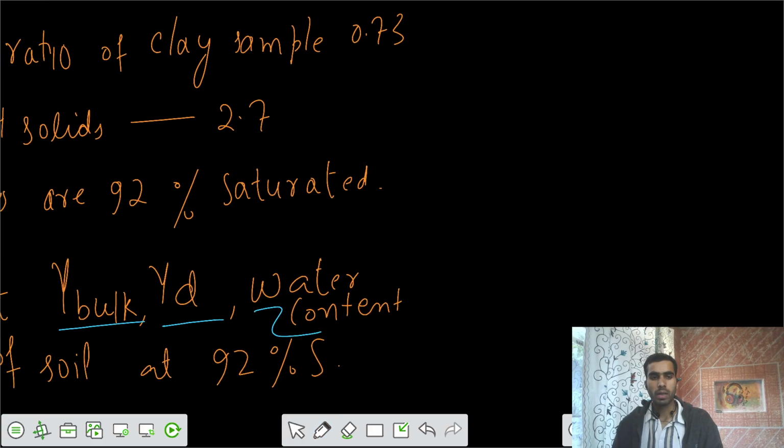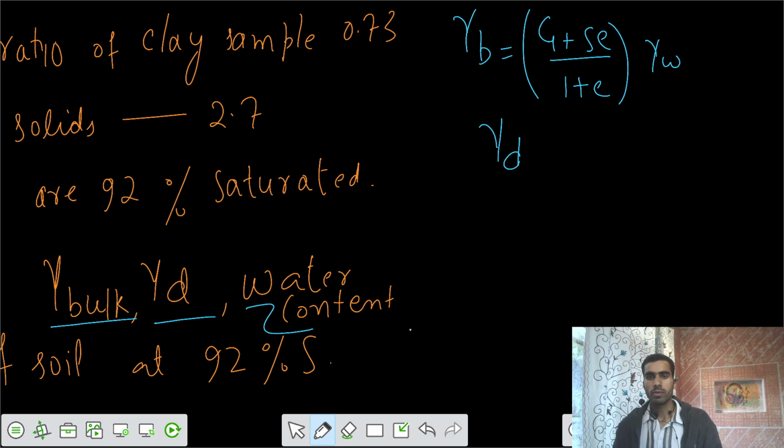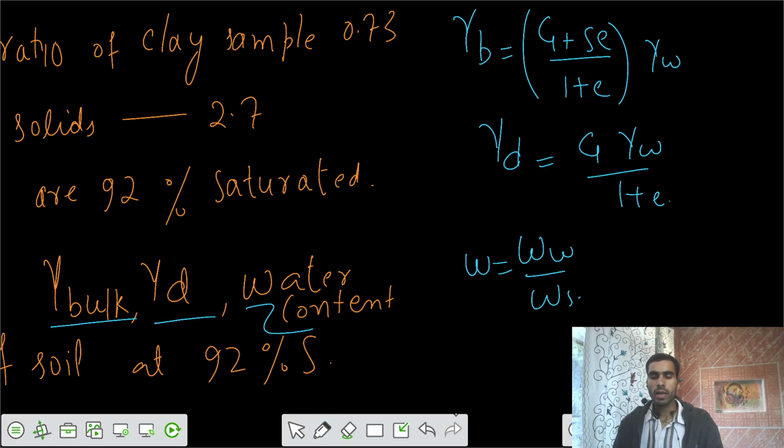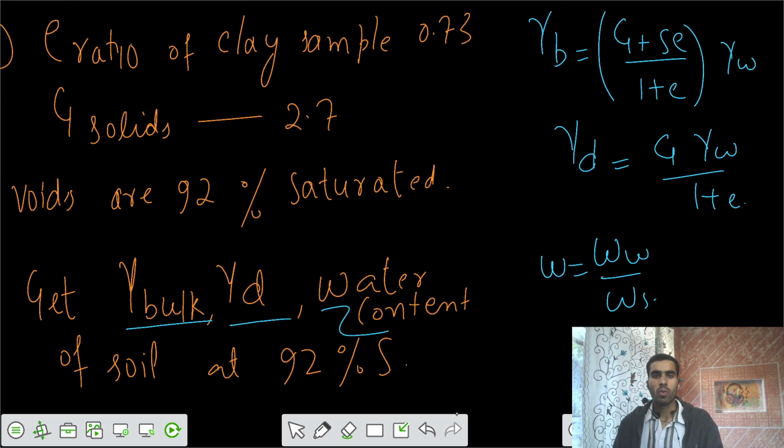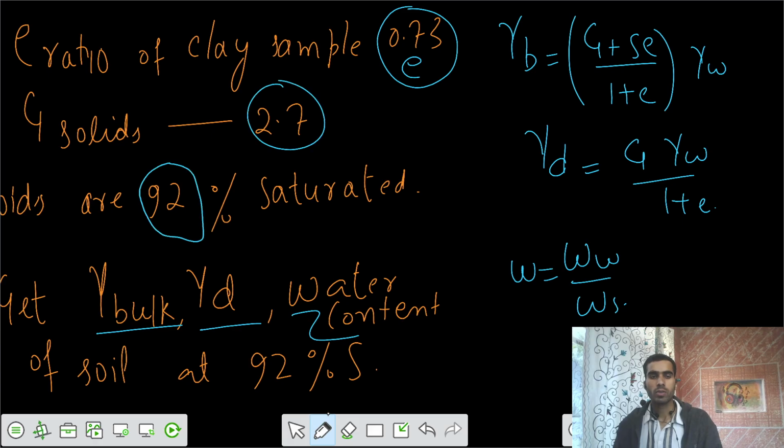What is the equation for the bulk unit weight? That is (G plus SE) divided by (1 plus E), times gamma W. The equation for gamma dry is G gamma W divided by (1 plus E). Water content is weight of water by weight of solids. Now, what is the data provided to you? We have a value of E given, we have the value of G also given, and we have the value of S as 0.92 degree of saturation.